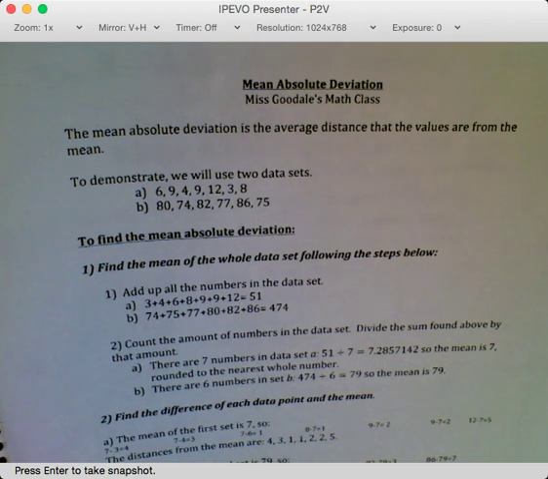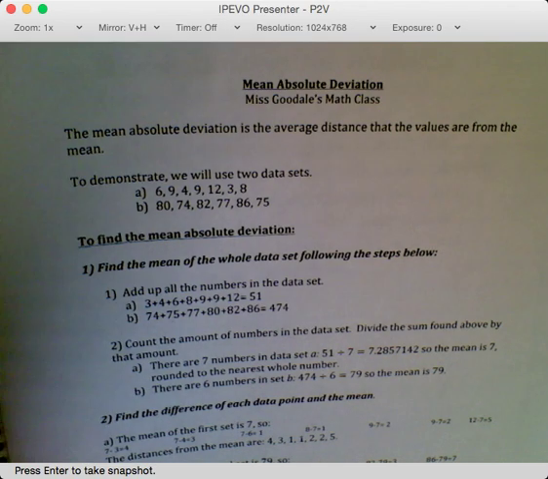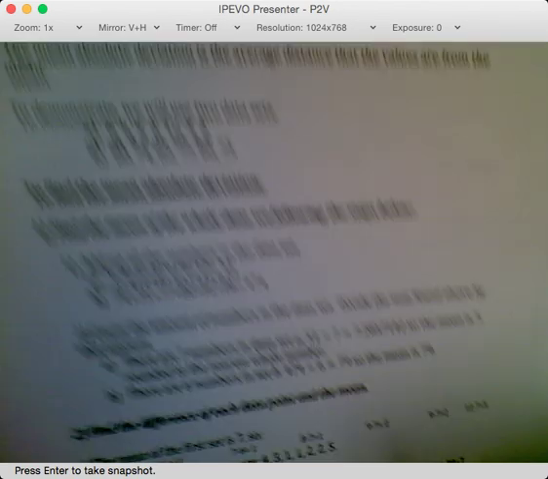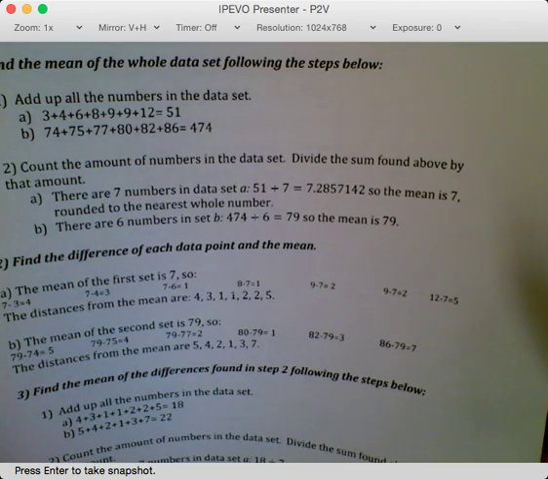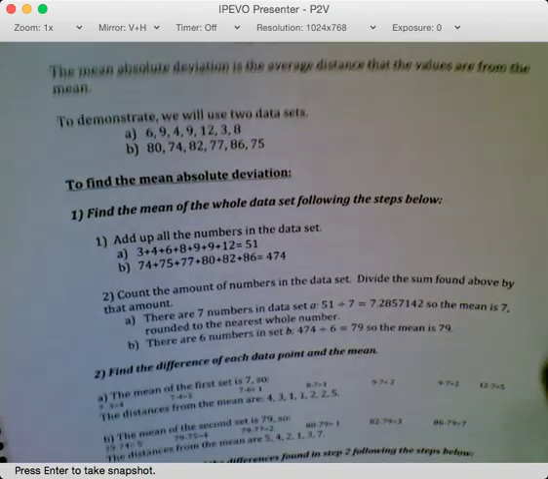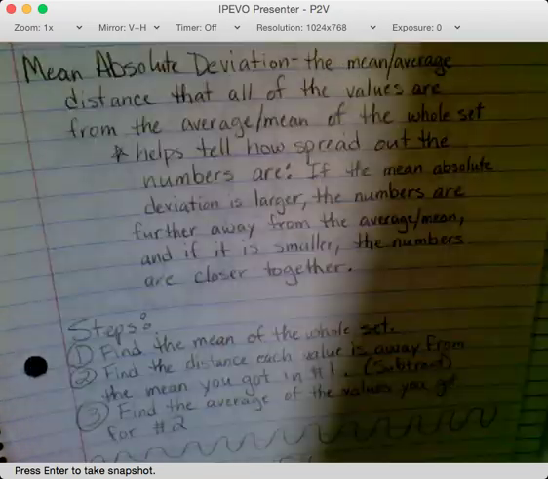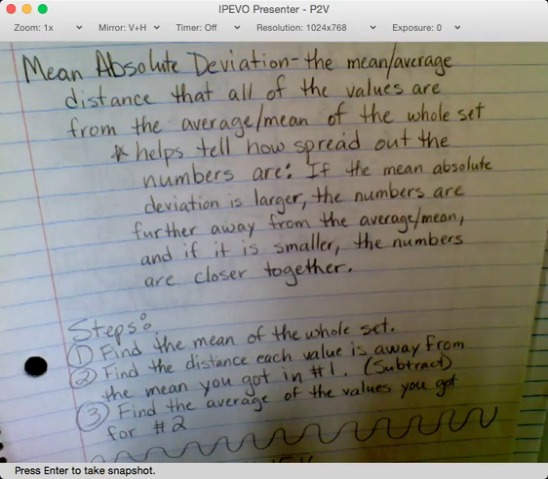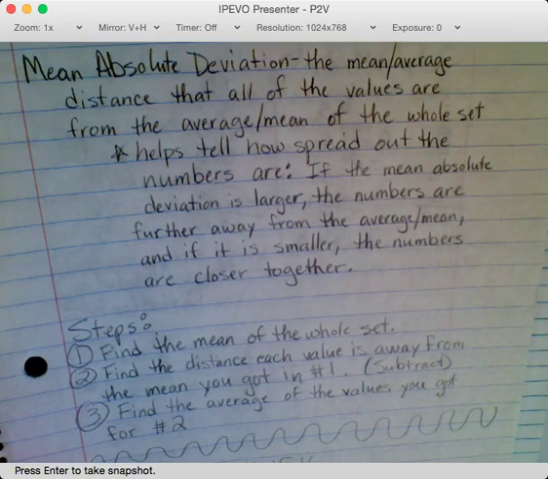Hi, this is Miss Goodale, and today I'm going to be talking about mean absolute deviation. Now, I have provided you with a notes sheet that goes into detail with some examples on it. Today I'm going to just do this shorter form written out to explain.